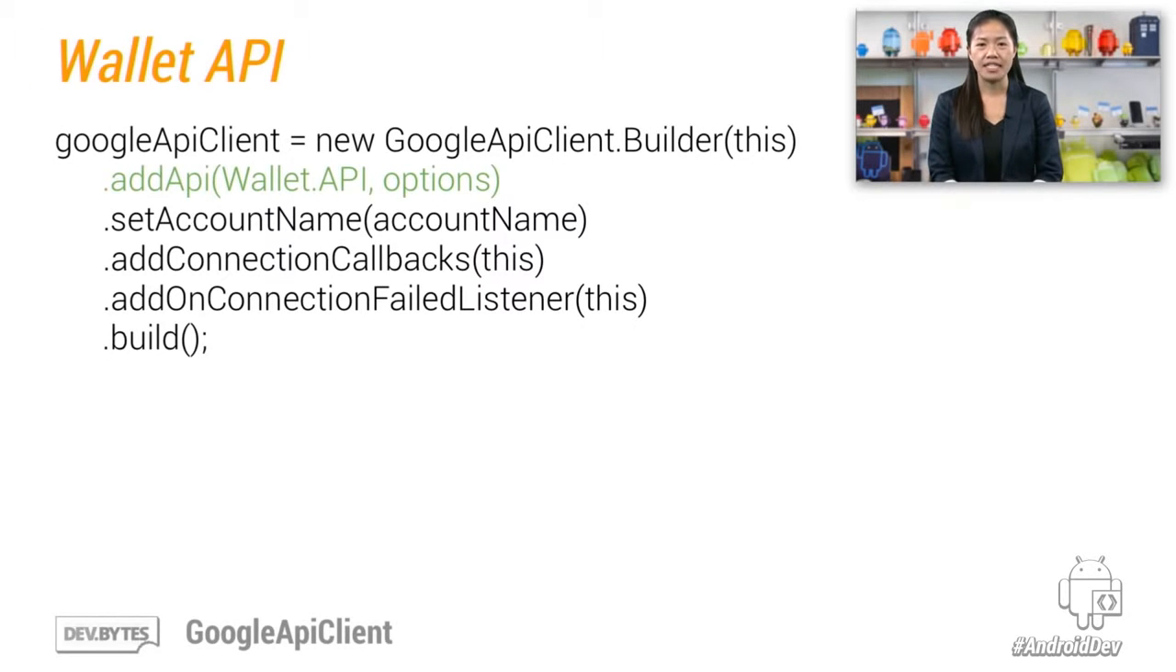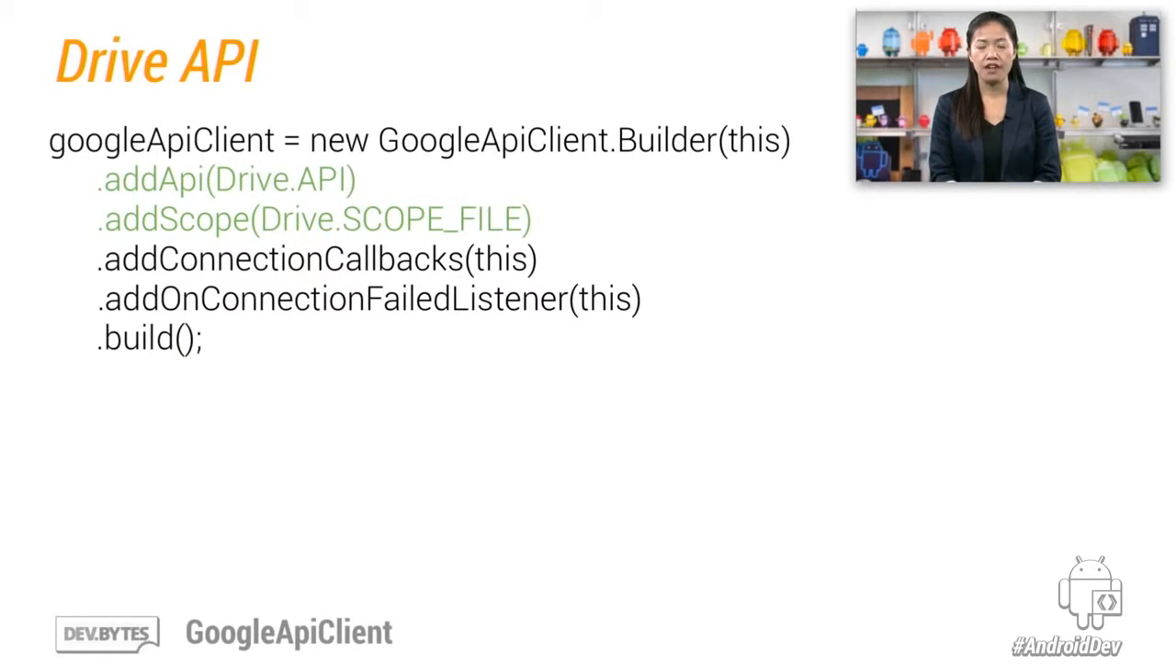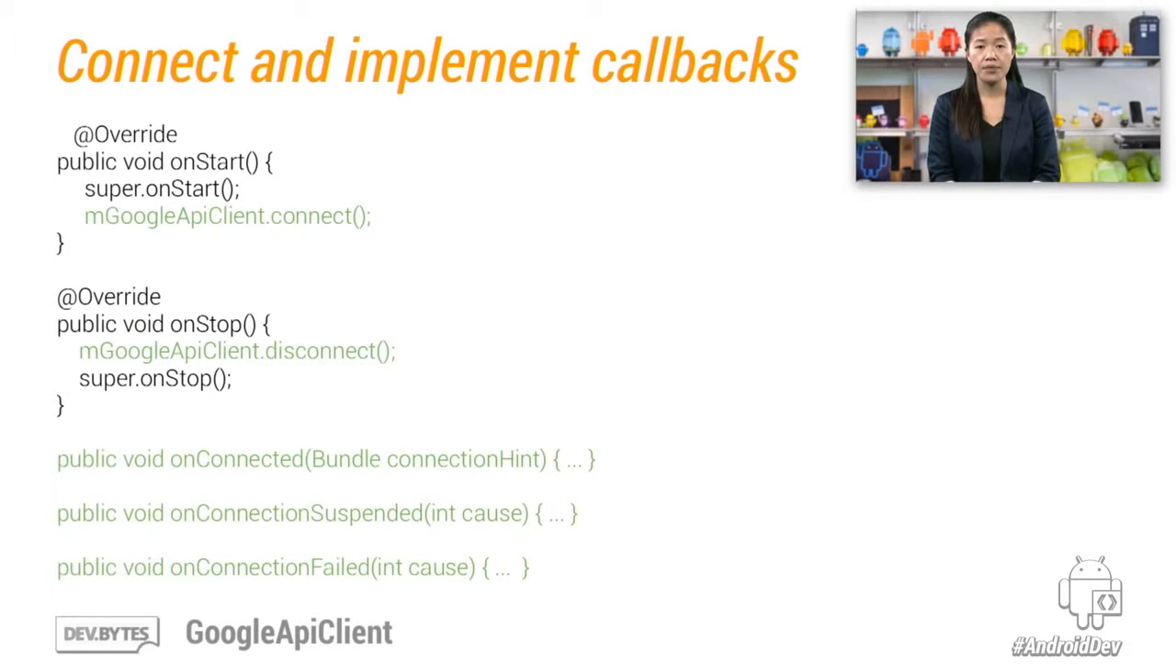Let's talk about how to implement it by seeing some examples of how you would initialize the Google API client. This shows you how to add the Wallet API and specify an account. This shows the Plus API and scope. This shows the Drive API and scope. And now the real difference is that now you can add multiple APIs and scopes easily, which is a huge win in terms of saving you development time and complexity. So once you have initialized a client with the APIs you need, you have to connect and implement callbacks for the single Google API client, as seen here.